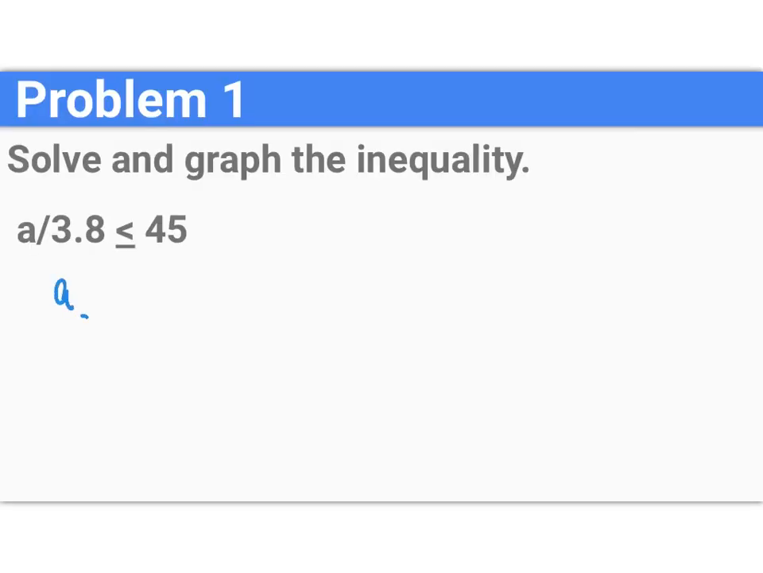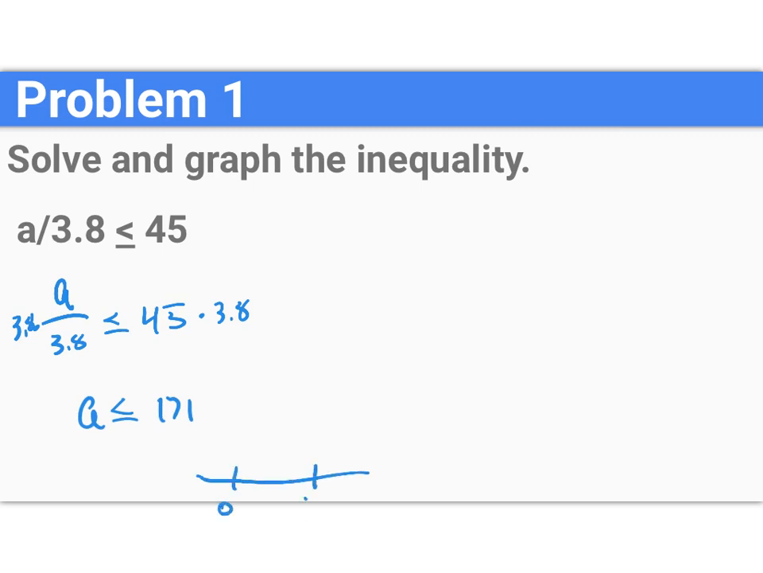Okay, so we have a over 3.8 is less than or equal to 45. We're going to multiply both sides by 3.8. a is less than or equal to 171. Put a 0 for reference. 170, 180. 171 is right next to 180. Color in a circle. All numbers smaller than 171.